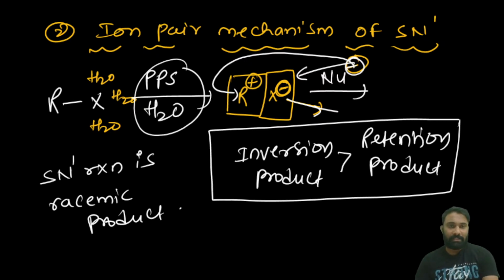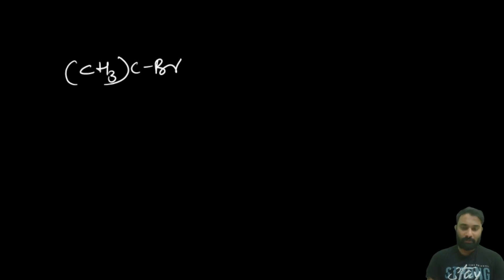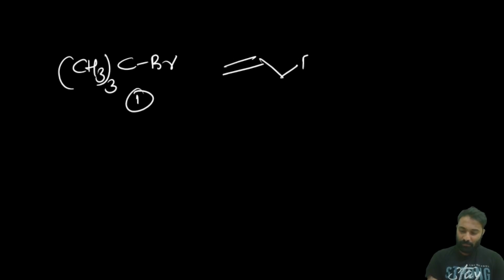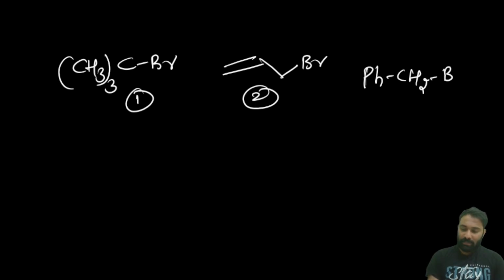Clear? Now next, here I will write some questions. Now you have to tell me. This is very important. Now listen carefully. First one, CH3 CBr. Okay, not like this. Okay, this is one. Done. Next, second one. This is the second one. Now third one. This is the third one.